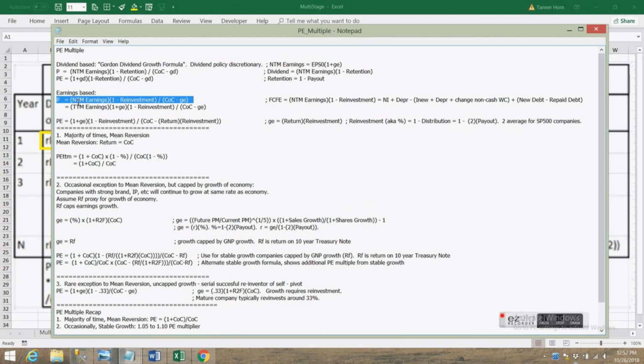Where you use the next 12-month earnings, so that's a forward-looking earnings, and then the perpetuity formula is in this part of it. Well, you can also rewrite that to be the trailing 12-month earnings times 1 plus a growth rate, then times the perpetuity formula. And then you end up with a PE. If you divide both sides by the trailing 12-month earnings, you get an expression for the PE, which is 1 plus growth times the perpetuity formula.